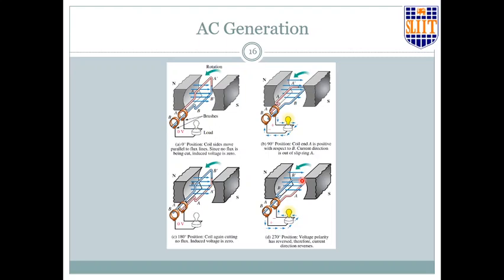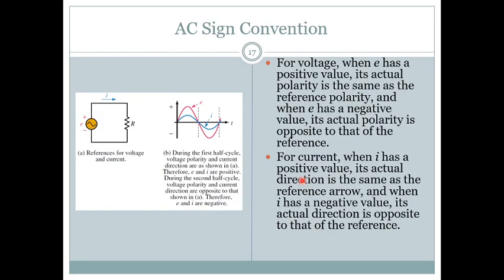So just want to know the phenomena behind this generation. This is why it is having both positive and negative voltages, and it's going in a sinusoidal shape.